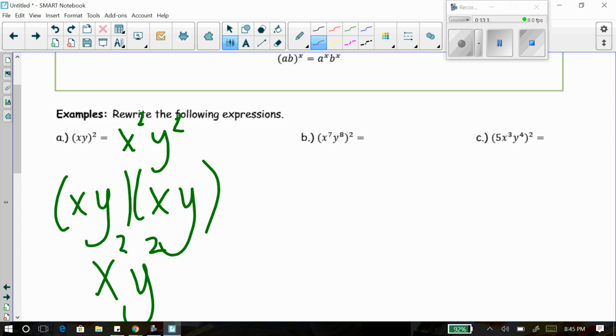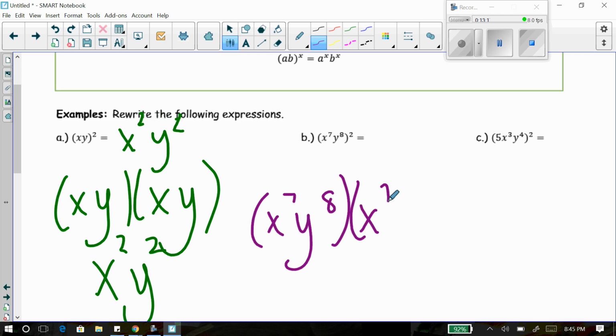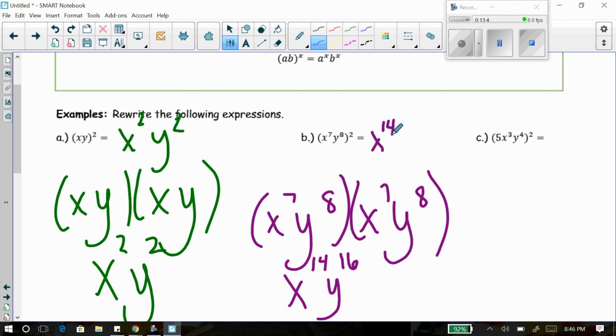Okay, now same with the next one. X to the 7th, y to the 8th, squared. X to the 7th, y to the 8th. Well, all together, I have 7 plus 7 x's, which is 14. I have 8 plus 8 y's, which is 16. Which, wait a minute. 7 times 2 is 14. 8 times 2 is 16. All right, that makes kind of sense, doesn't it?